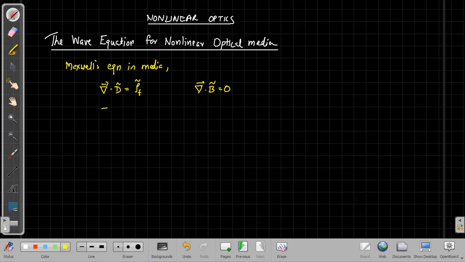And what about Faraday's law? The del cross E becomes minus dou B by dou t. And the last equation would be del cross H equals J F plus dou D by dou t. Again, J F can have a tilde. So this is Maxwell's equations in general in case of any media. I'm not considering whether it is linear or not. This is the general representation of Maxwell's equations.